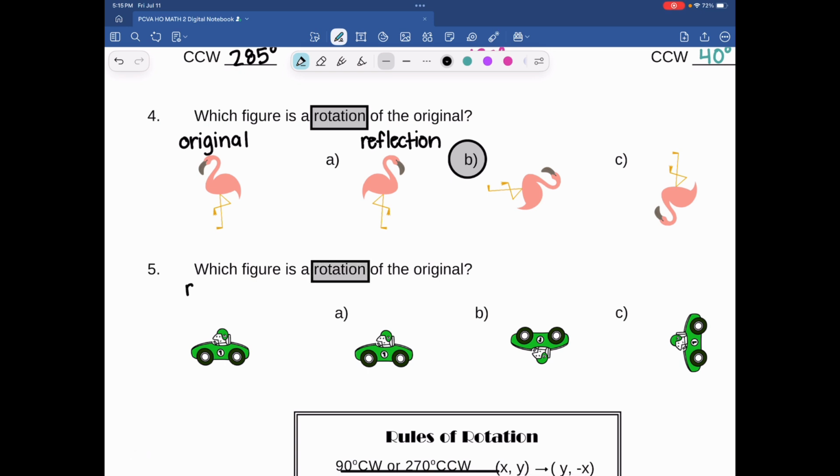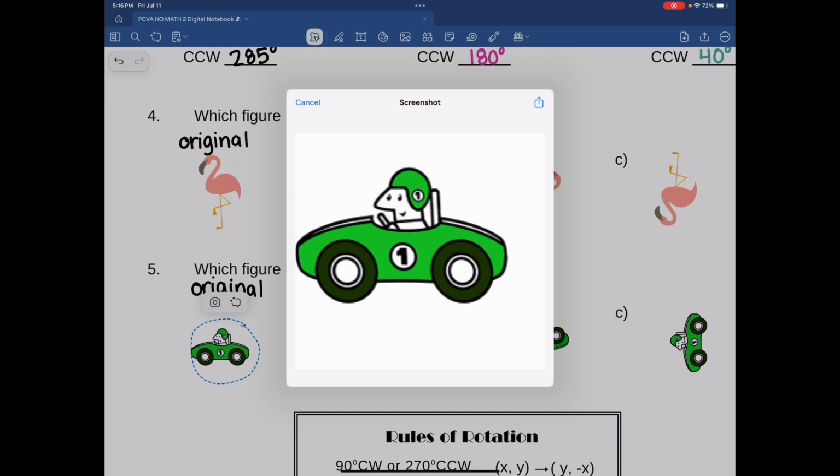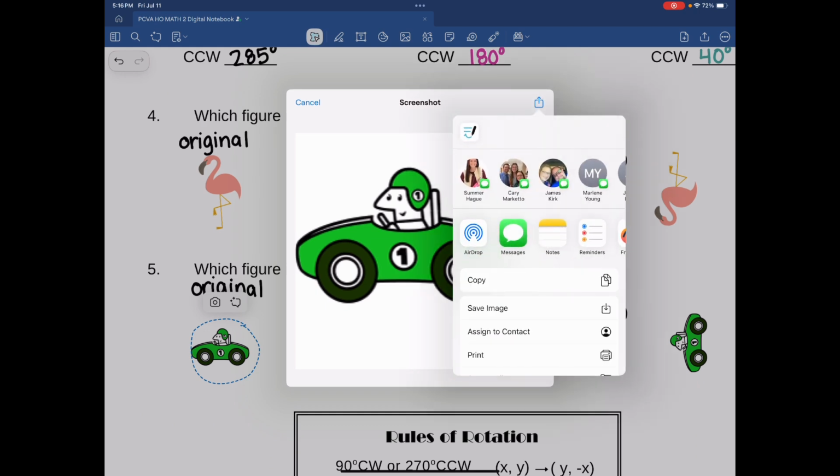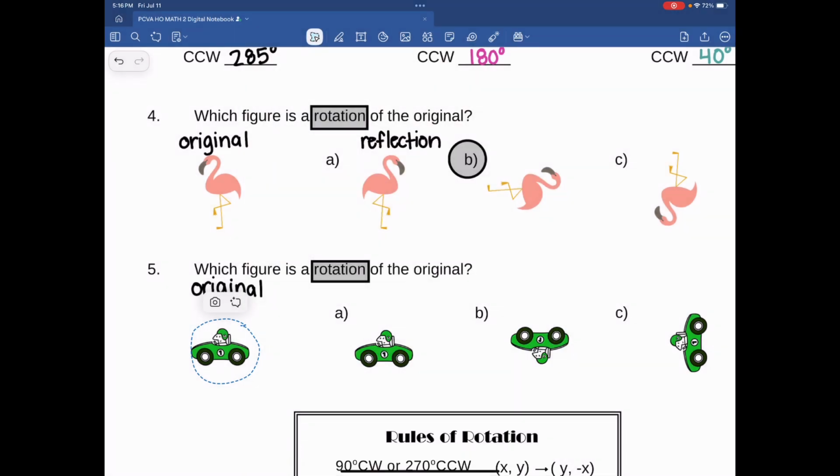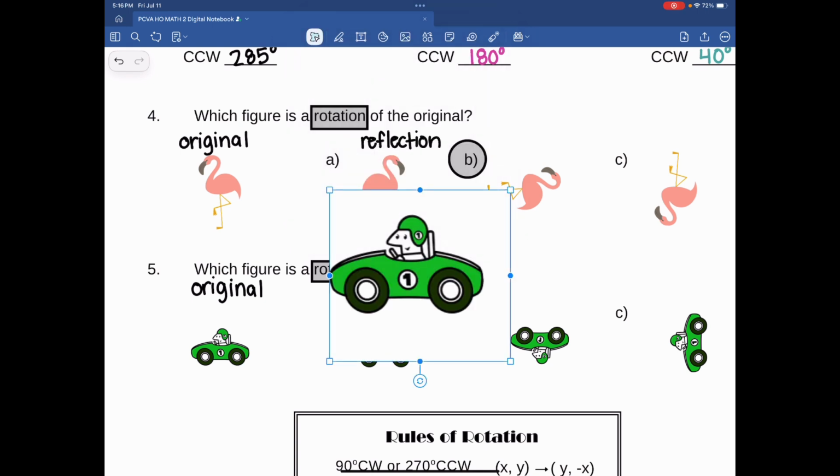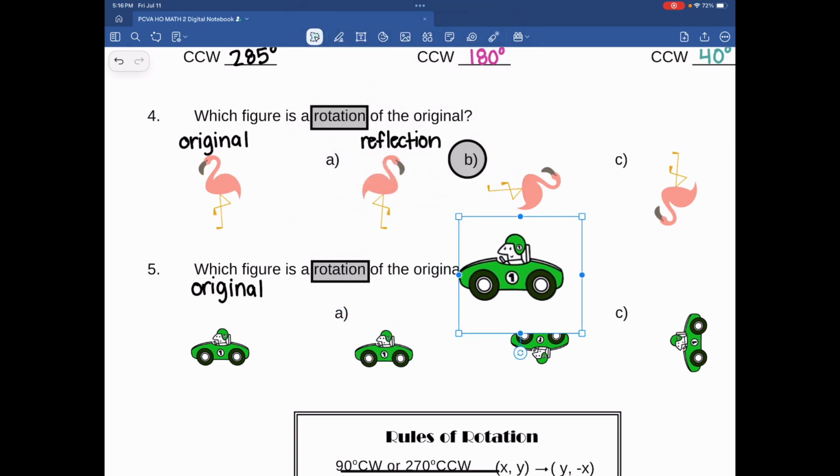So again, they want to know which one of these is a rotation. So this is my original. They gave me a car. So in order to be a rotation, remember, we've got to think about how it's going to rotate. So I'm just going to go ahead and make an image of this and use this in our problem so we can clearly see the rotation here.